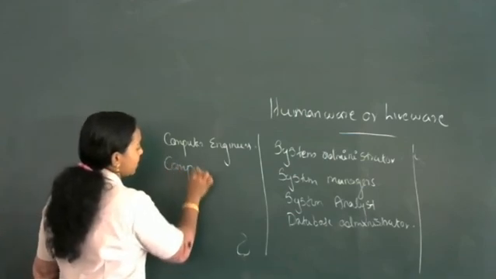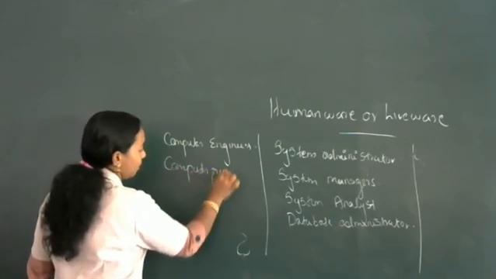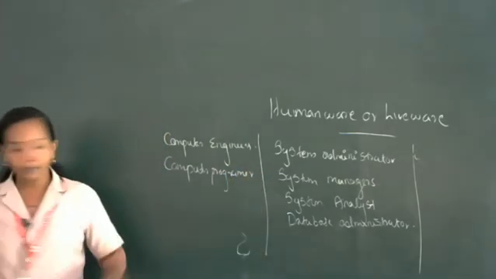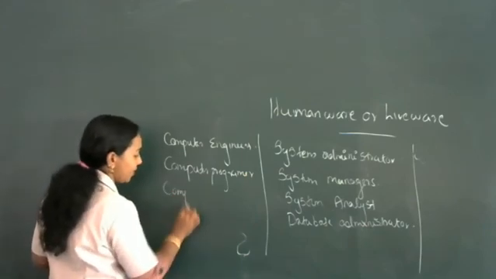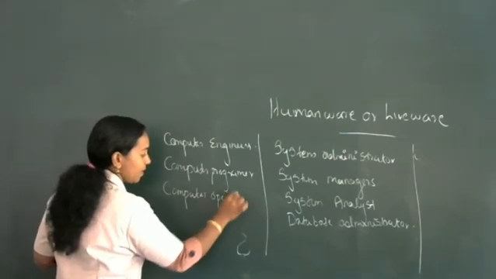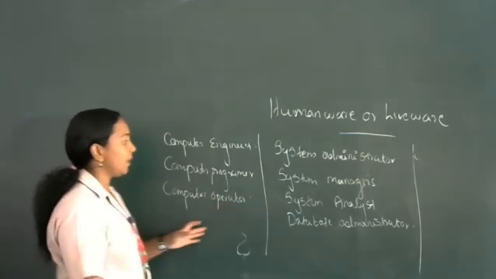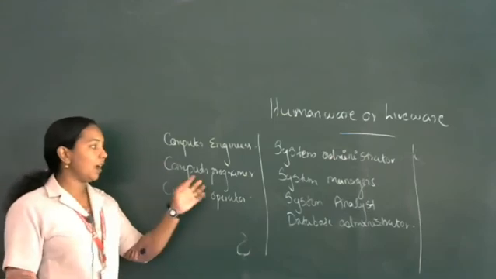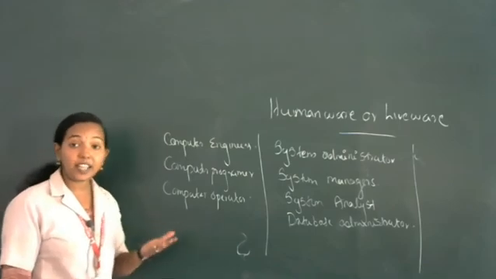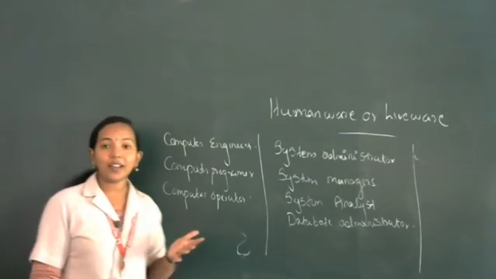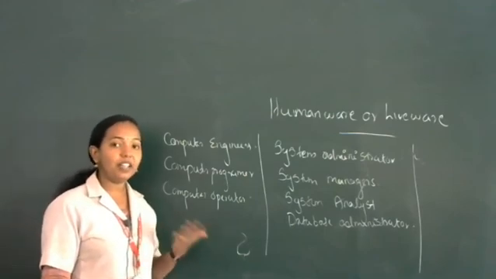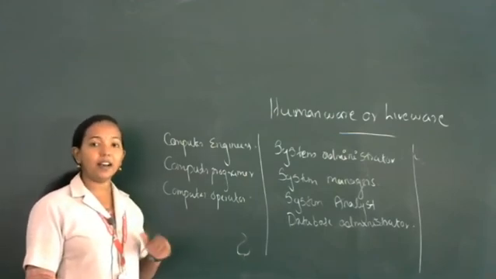Then the next one is computer programmer, and one more is the computer operator. Here, computer programmers will help the computer engineers in creating software, but they will not have administrating power. They will work on a particular topic they are given.